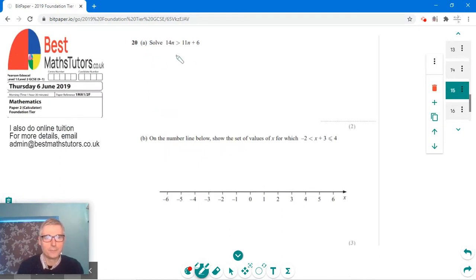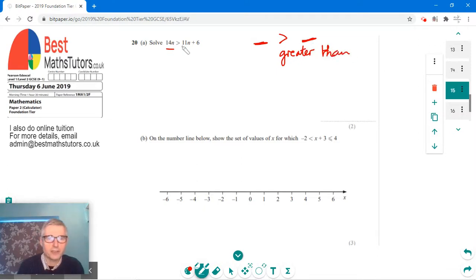Question 20, we've got an inequality. So this is saying that 14n, where n is a number, has got to be greater than. So that means that whatever on this side is greater than whatever's on this side. So that's the greater than, reading from left to right.